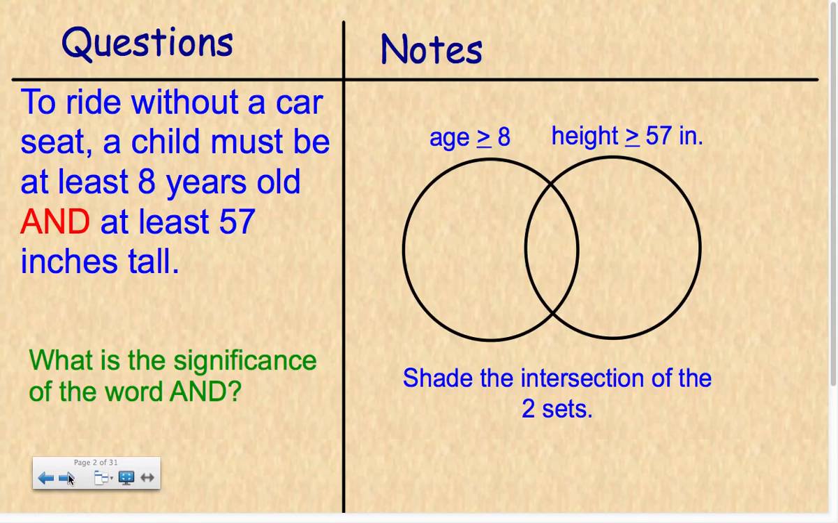So we need to shade the intersection of the two sets. They have to be greater than or equal to 8 and greater than or equal to 57 inches. They can't be one or the other. So we're just going to shade in the middle because the only part of a Venn diagram that means it's true for both sides is if you shade in the middle. If I had just shaded the left circle or just shaded the right circle, that wouldn't be true because it has to be both of them.